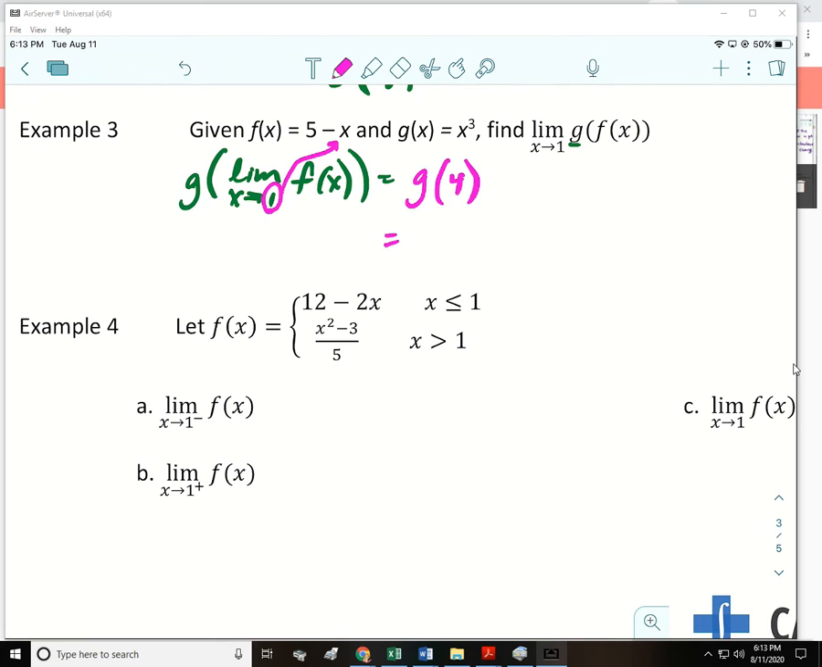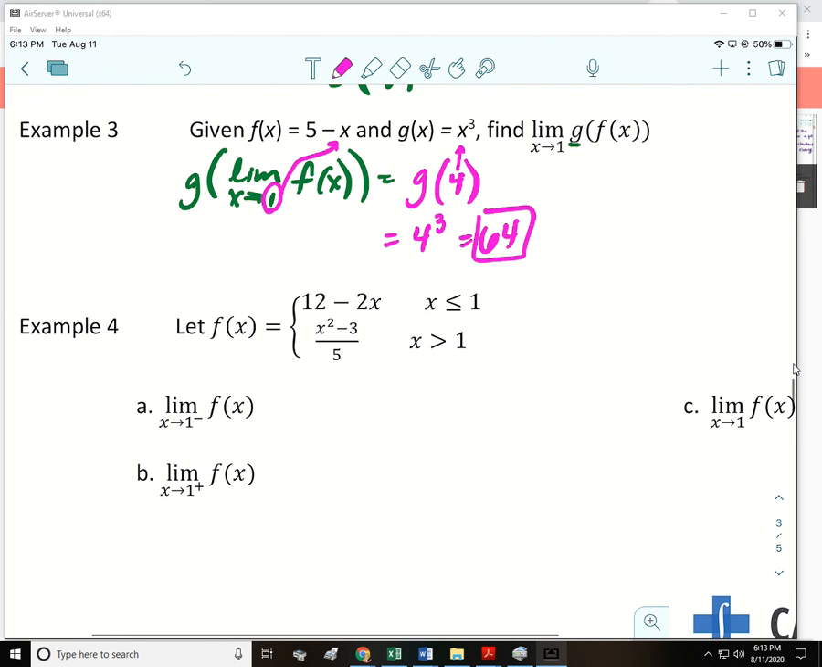And then to find, we don't have limits anymore. We're just evaluating g at 4. So we'll plug that in. And we should get 64. So that's how you do the limit of a composition.